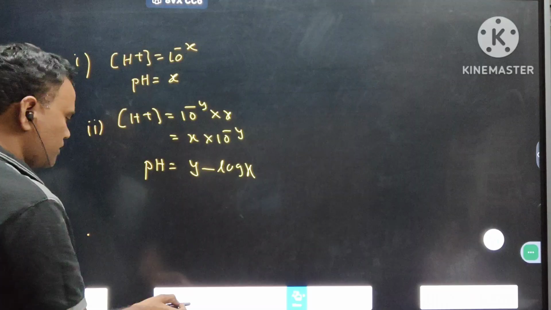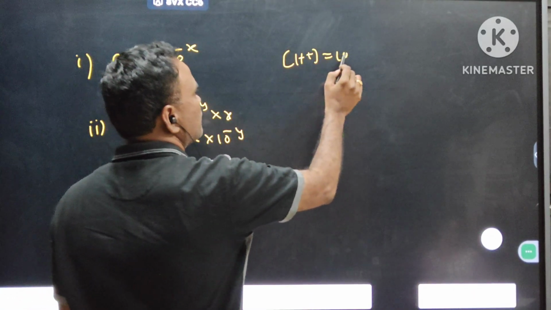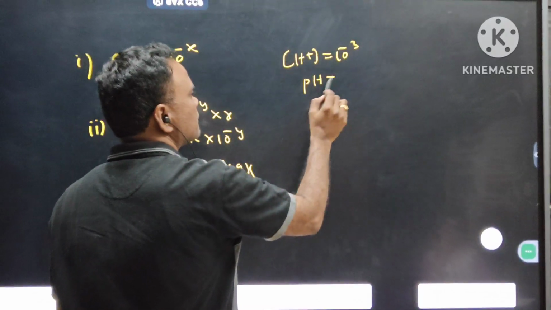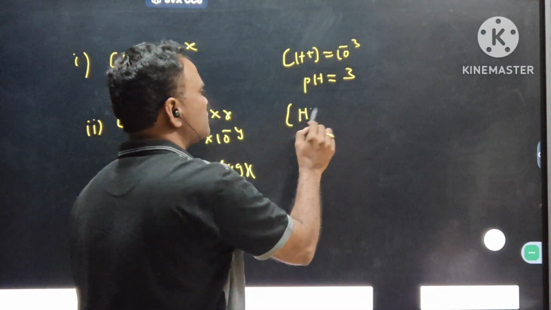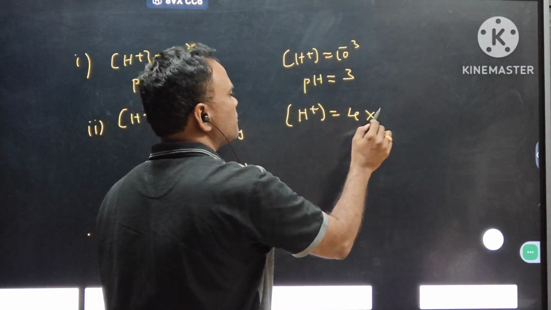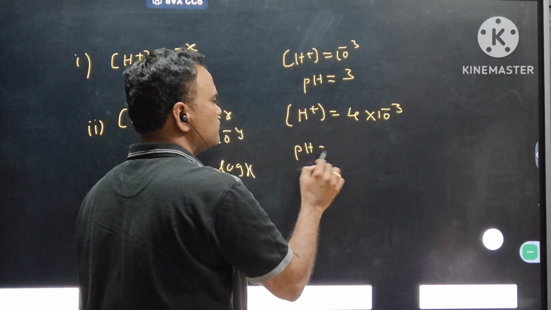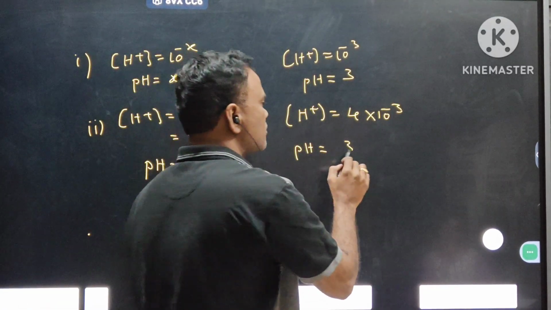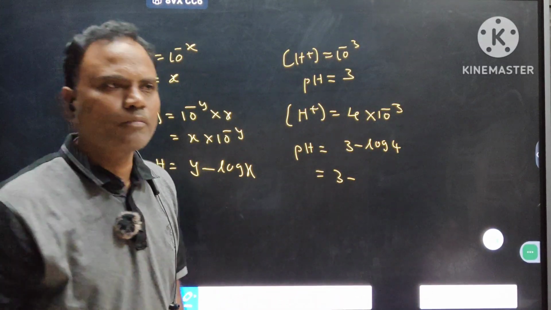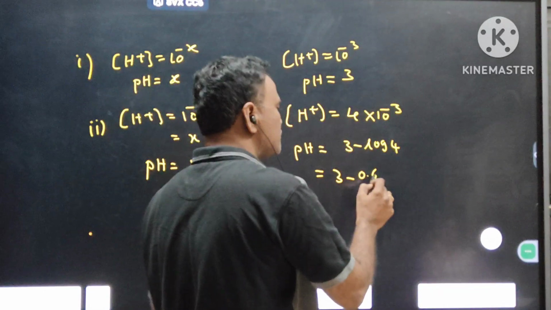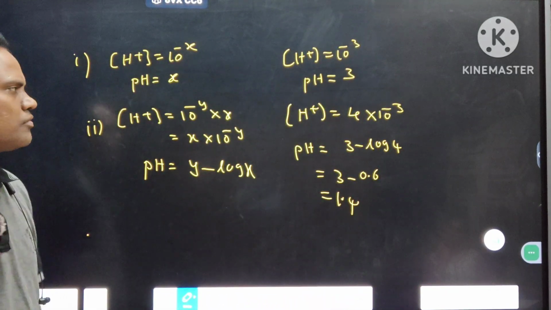See, let us take one example. If H plus concentration is equal to 10 to the power of minus 3, then pH is equal to 3. Like that. If H plus concentration is equal to some 4 into 10 power minus 3, then tell me, pH is equal to 3 minus log 4. What is log 4 value? Log 4 value is 0.6020, so you can consider it as 0.6. Okay.